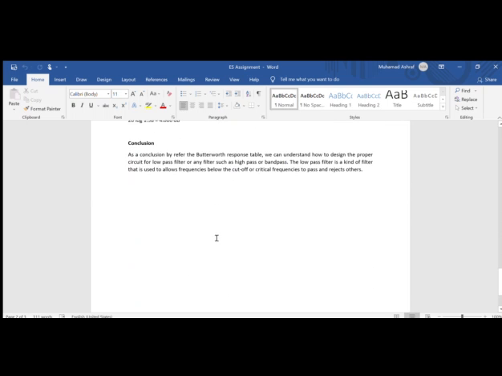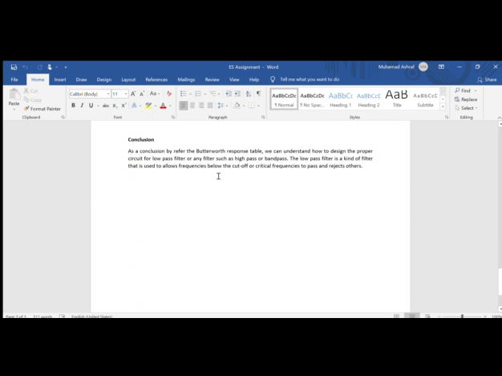And then as a conclusion, by referring to the Butterworth response table, we can understand how to design the proper circuit of a low pass filter, or any other such as high pass or band pass. The low pass filter is a kind of filter that is used to allow frequencies below the cutoff or critical frequency to pass and reject others. So that's it for my part.